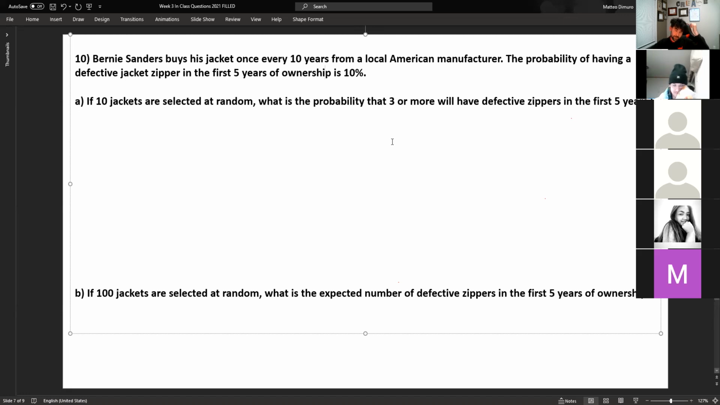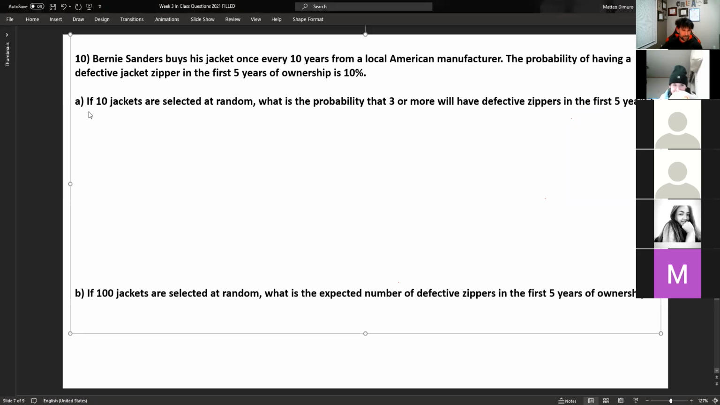Some people might start to think that it might be a Poisson distribution. But it's not, because we're not talking about time frames or anything like that. The time frame here is consistent, and either you have a defective zipper or you don't. It could be Poisson, it's pretty borderline, but it certainly could be interpreted using binomial. So that's an interesting one. I would like to rerun the numbers and see if I got a very similar answer with Poisson distribution, but I digress. It's binomial. So if 10 jackets are selected at random, what is the probability that 3 or more will have defective zippers in the first 5 years?